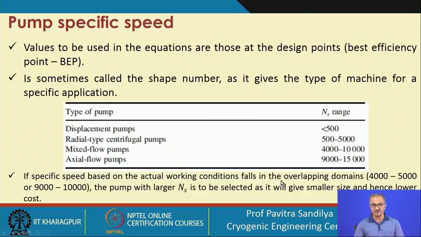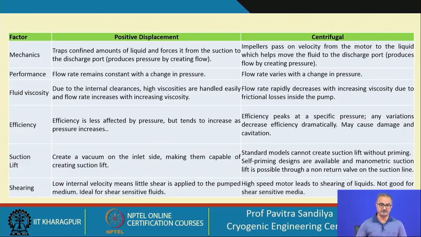Similarly, suppose I have a value of, say, 9,500. Then what should I do? Then I have two choices, either I go with this mixed flow or I can go with axial flow, but I will choose the one with the higher range. So I will go with the axial flow pump. So these are the kind of guidelines with which we can select the pumps based on the specific speed.